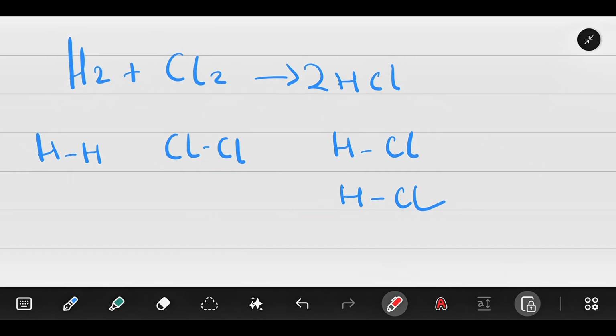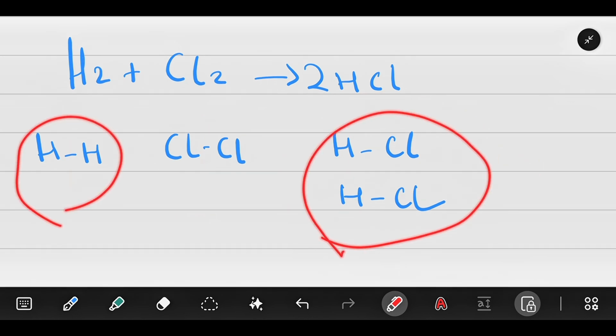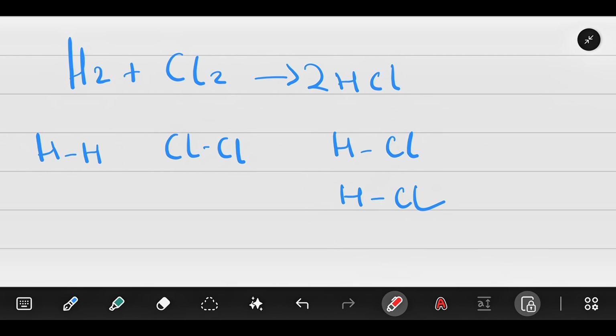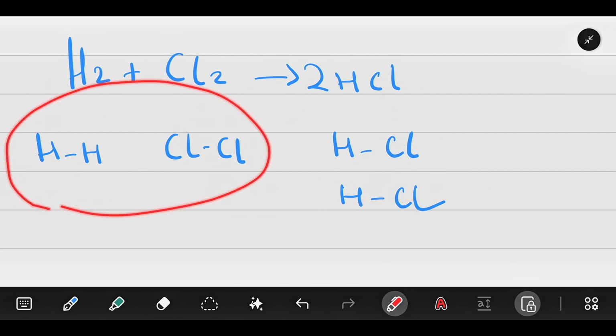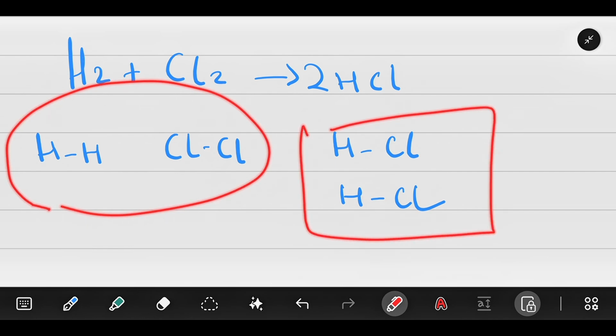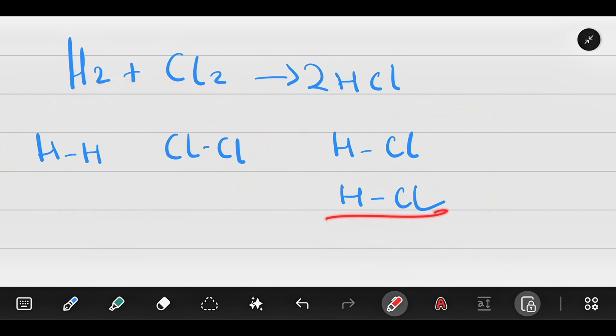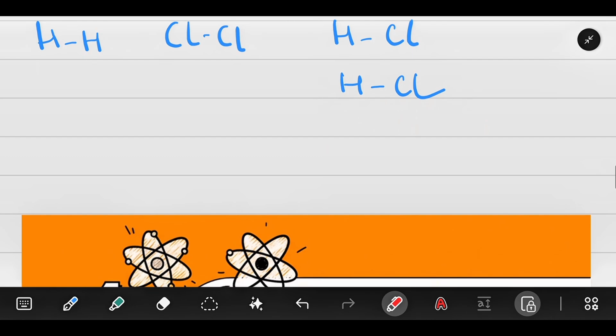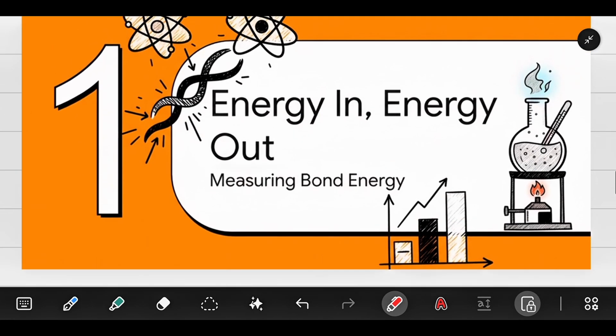Now we know that breaking bonds is endothermic and forming bonds is exothermic. To determine if the overall reaction is exothermic or endothermic, we have to compare the total amount of energy required to break these bonds to the total amount of energy released when these HCl bonds form, which is where this topic comes in: energy in, energy out, in which we measure bond energy.